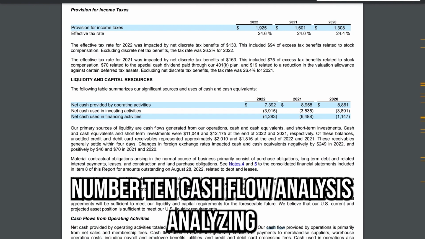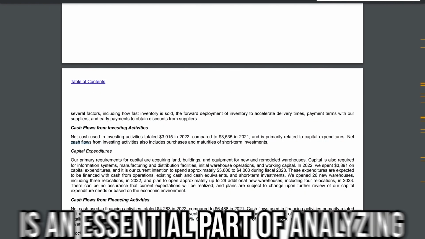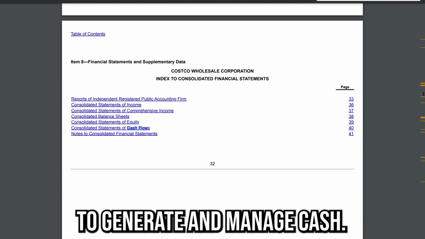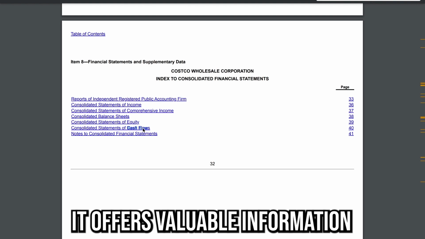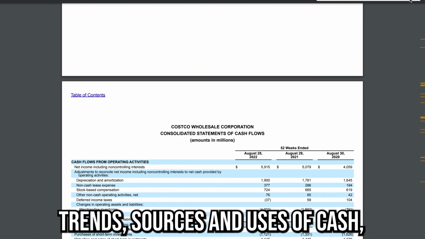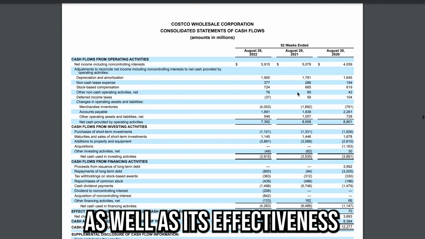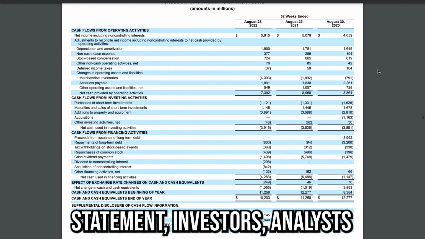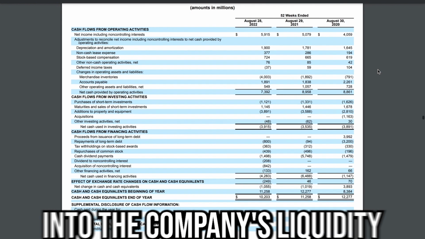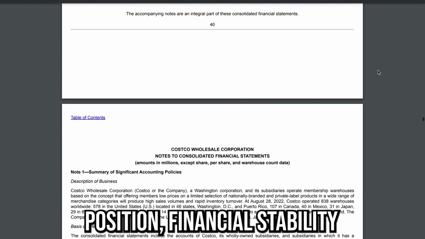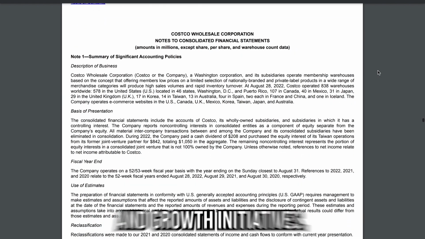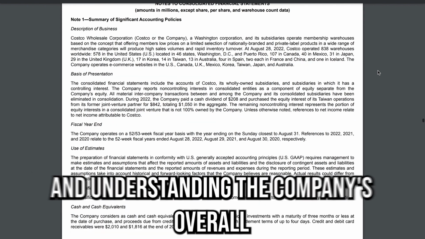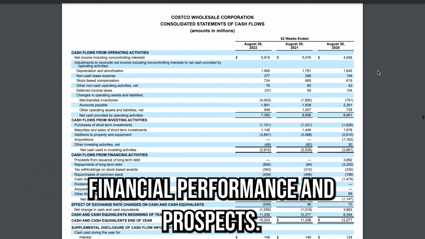Number 10. Cash flow analysis. Analyzing the cash flow statement is an essential part of analyzing a company's financial health and evaluating its ability to generate and manage cash. It offers valuable information about the company's cash flow trends, sources, and uses of cash, as well as its effectiveness in cash management. By examining the cash flow statement, investors, analysts, and stakeholders can gain insight into the company's liquidity position, financial stability, and capacity to fund its operations and growth initiatives. This analysis assists in making informed investment decisions and understanding the company's overall financial performance and prospects.